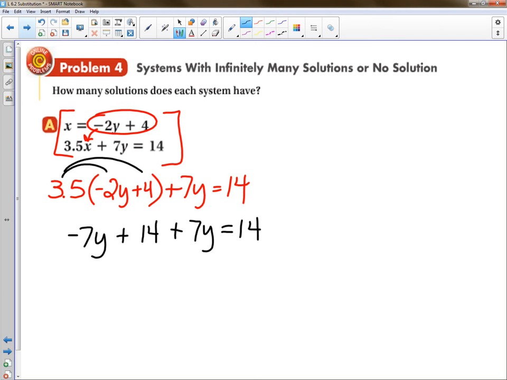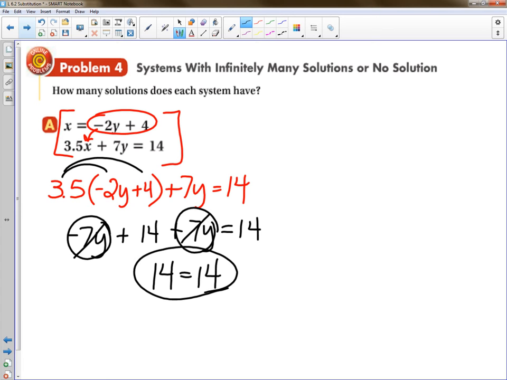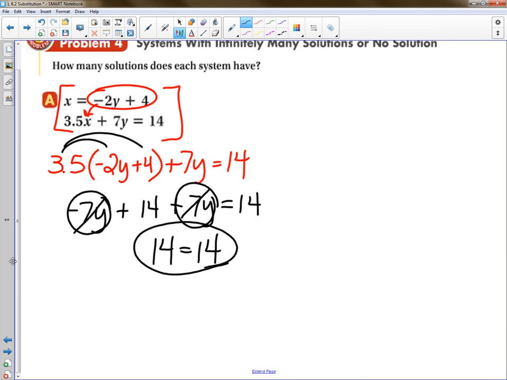Now if I've lost you on the distributive property and multiplying and doing that too quickly, all you really need to see now is that negative 7y when added to 7y gives you 0, and what's left is 14 equals 14. And we've looked at this recently and reviewed it. What does it mean when 14 equals 14 and there are no variables left in the equation? Well, it's either no solution or infinite solutions. But because these are identical, this is an infinite solution.